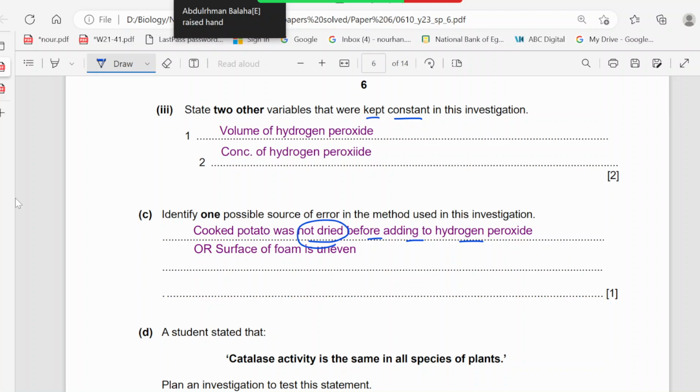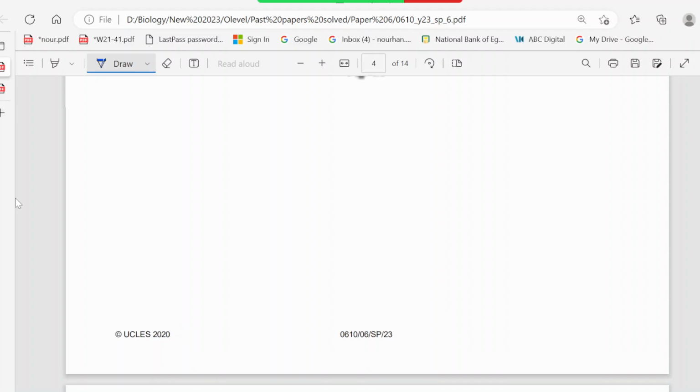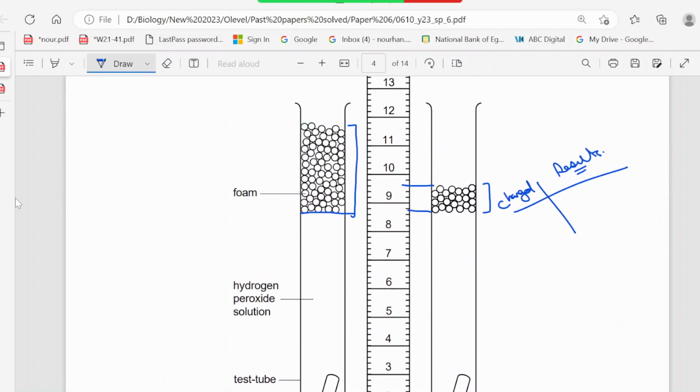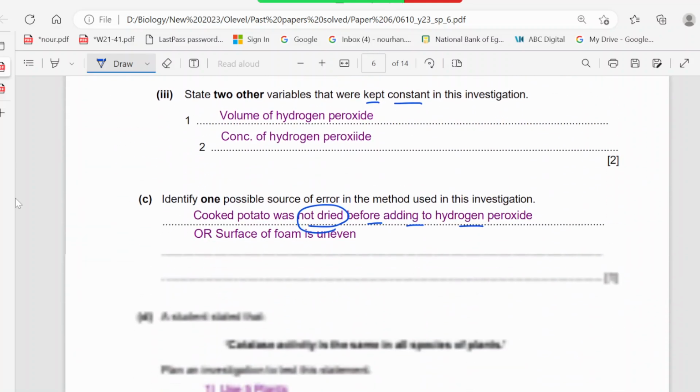أو ممكن أقول إن surface of the foam is uneven. When you're measuring the foam, you will not be able يعني should I measure from here ولا from here يعني it's a bit difficult. That's why there was a range. There was a range in the marking scheme. So when you measure, it's not that accurate. This is another source of error that I can write.